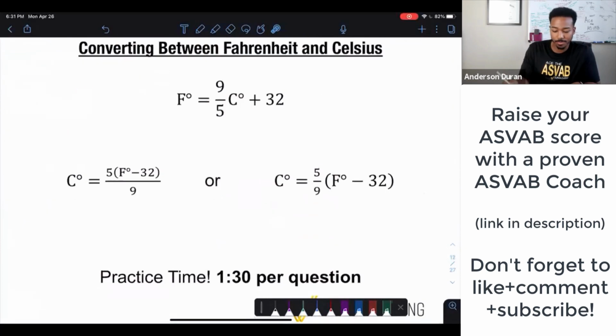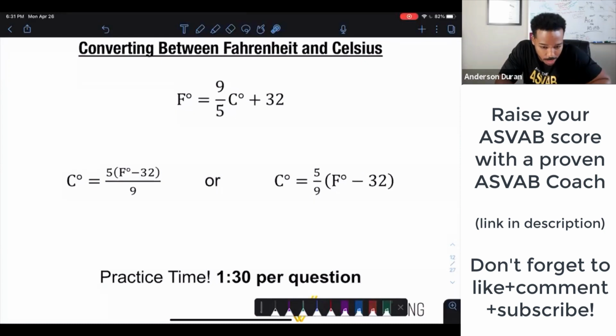So with that said, here are the formulas again. If I'm looking for Fahrenheit, use Fahrenheit. If I'm looking for Celsius, use Celsius. That's it. We're going to practice now. We've got 1 minute 30 seconds per question. I know that you know ASVAB time is 1 minute. We're going to give ourselves that extra 30 seconds to really check our work. But remember, the first step is pick the right formula. Step 2, do the math. That's it. If you feel like you're a little slow, we've got to practice.